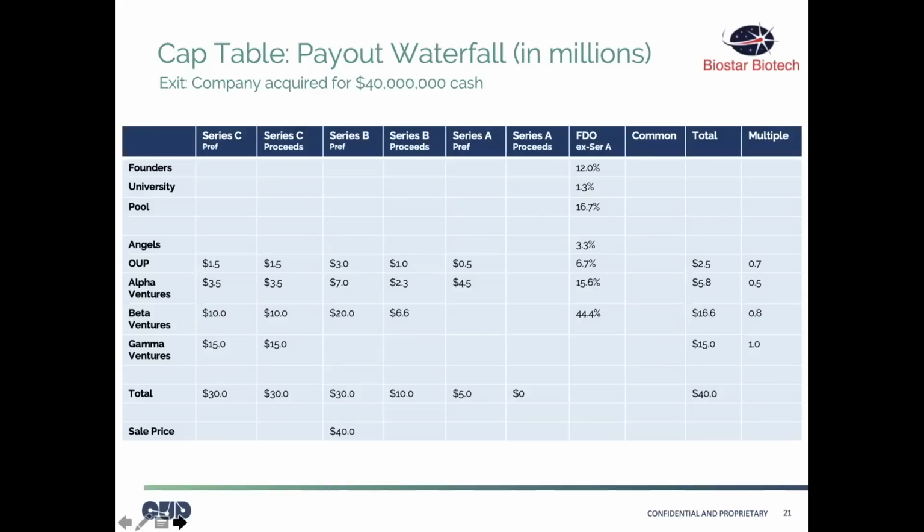So if you look at the total payouts between the Series C and Series B proceeds, OUP, we don't get back our investment, we get back 0.7. Alpha gets back 0.5, beta gets back 0.8, and gamma gets their money back. So they get their whole 15 back, which is the purpose of a liquidation preference. And then the university, the founders, and management team get 0.